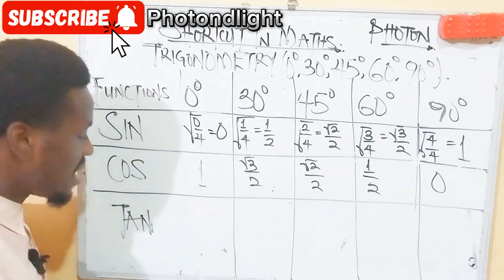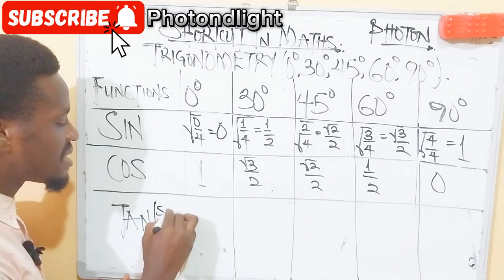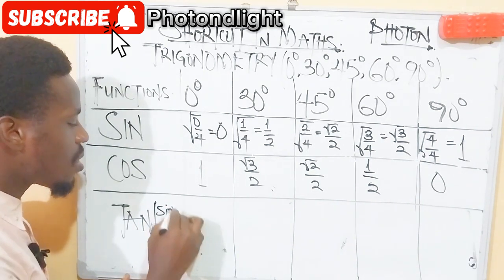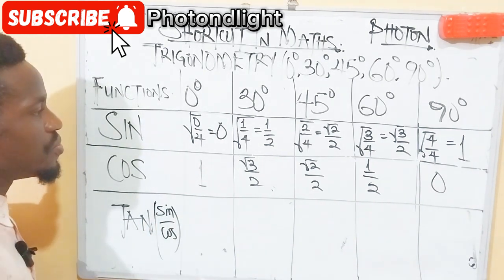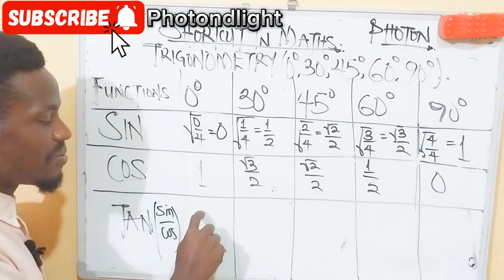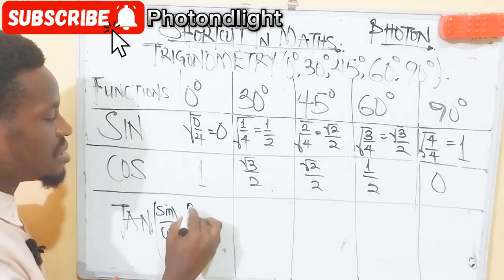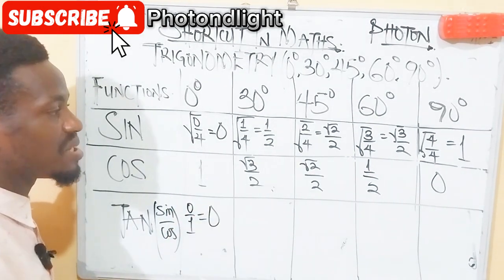Now let's get to the last part, tan. You would agree with me that there is a trigonometrical ratio that tells you that tan is the same thing as sine over cos. So all we need to do is to pick the value of sine and divide it by the value of cos, and whatever we get will be the value of tan. So let's go. 0 divided by 1 will automatically give us 0.